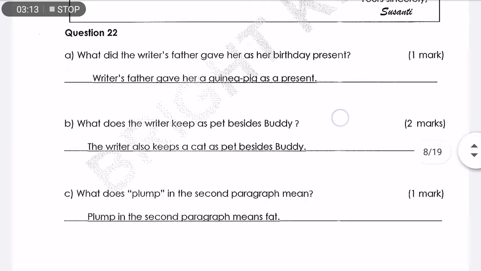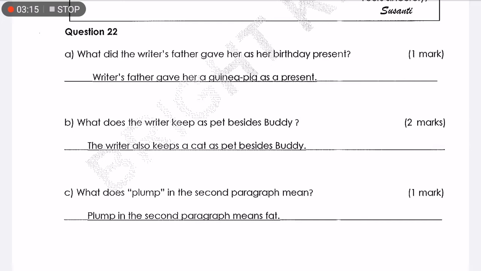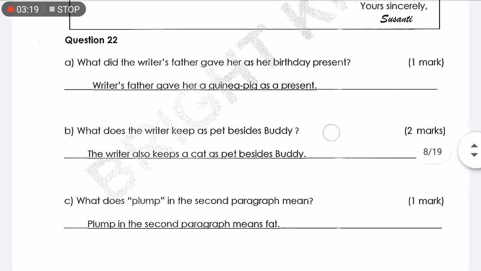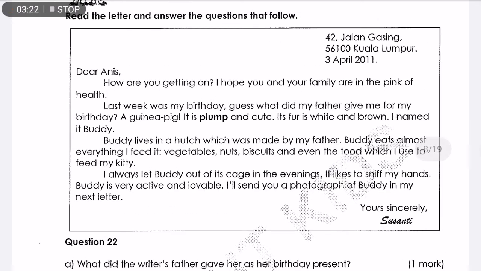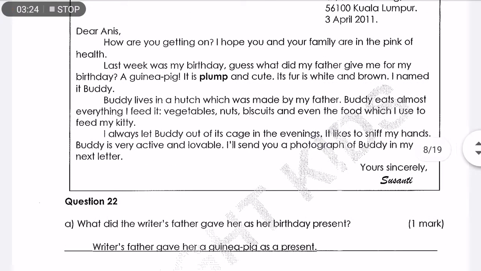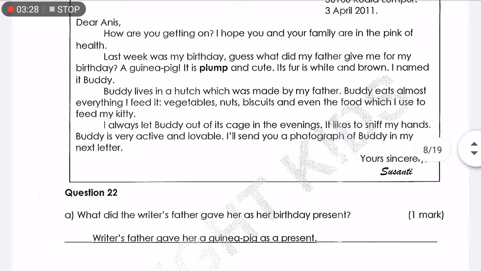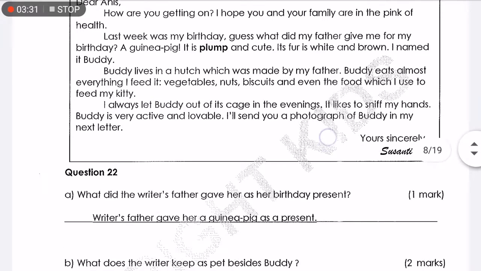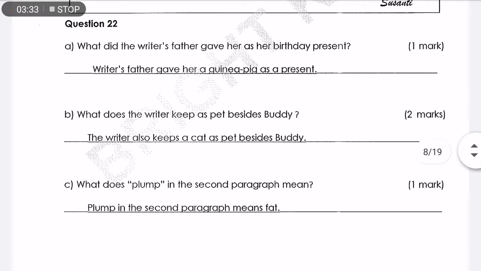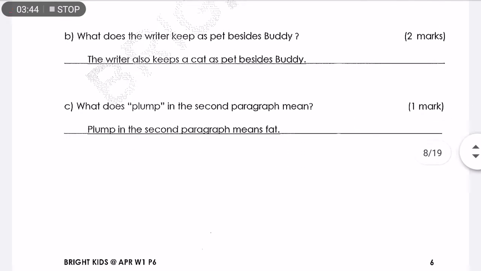Alright, now let's look at question B. What does the writer keep as pet besides Buddy? Now let's take a look. Now in paragraph 3, you can see, I feed it vegetables, nuts, biscuits, and even the food which I used to feed my kitty. Now kitty here means kitten, right? So the writer also keeps a cat as pet besides Buddy. That's how you answer the 2 marks question. Okay, now let's look at the next question.